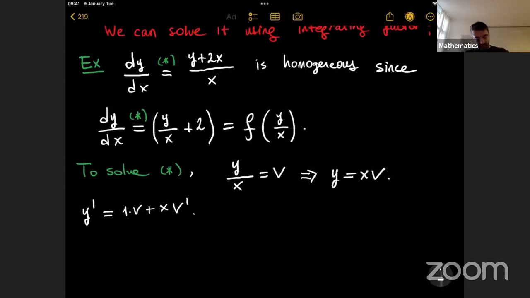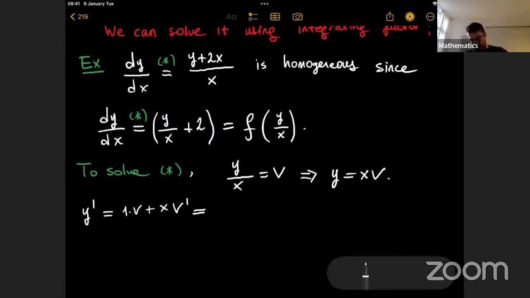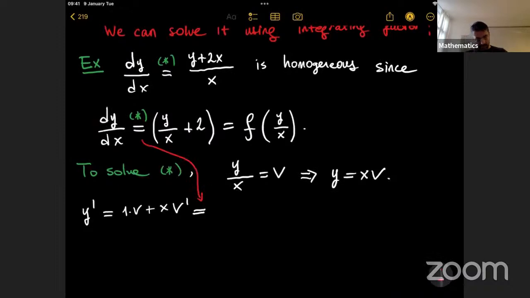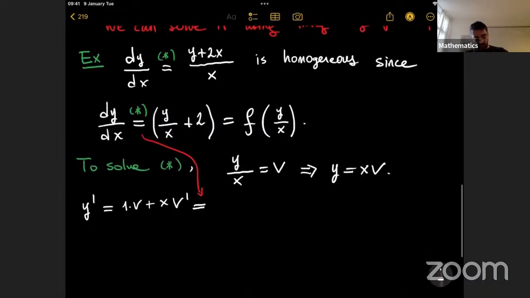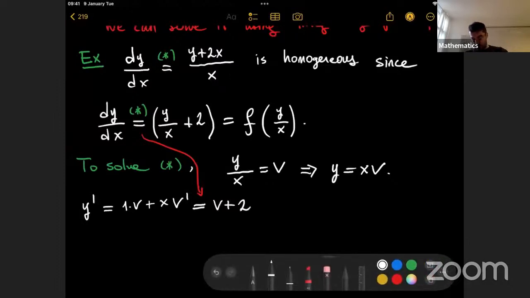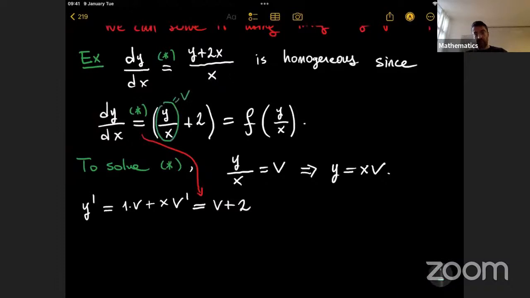Well, from the start, y prime is, from here, equal to v plus 2, because this is v. This is now v. There's a good question. What is v? V is a function of x, right? Y is also a function of x. So x is the variable, and y and v are the functions. We get rid of y and introduce new function v, the dependent variable.